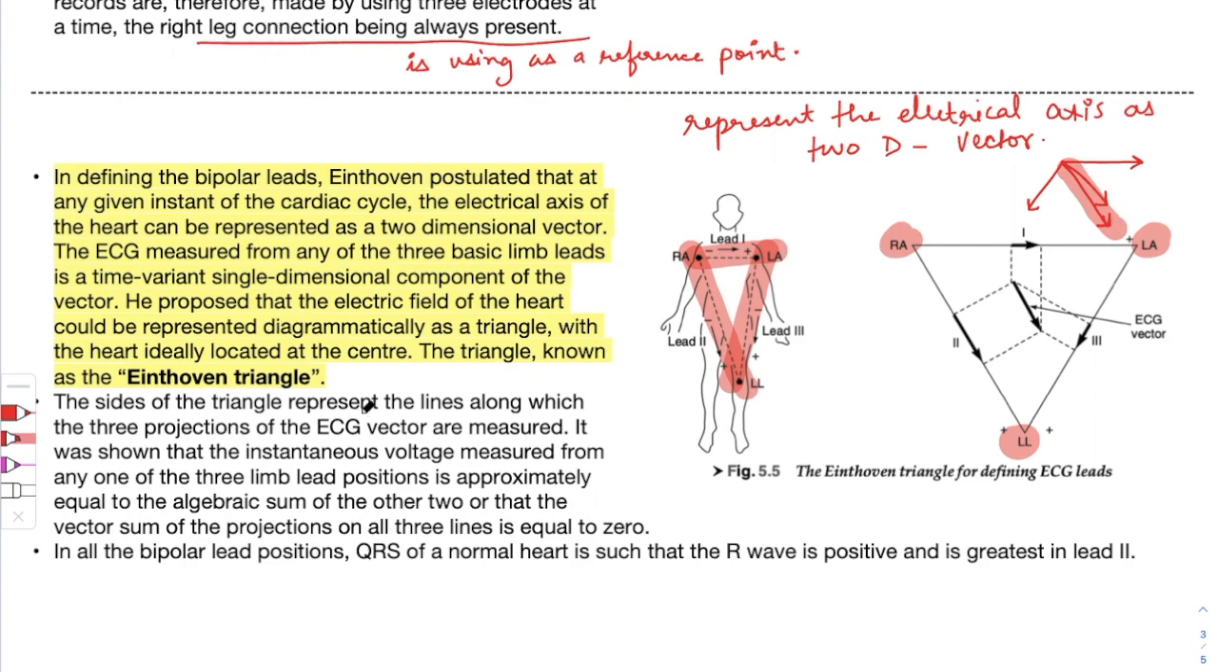The sides of the triangle represent the lines along which the three projections of the ECG vector are measured. It was shown that the instantaneous voltage measured from any of the three limb lead positions is approximately equal to the algebraic sum of the other two, and the vector sum of all projections along the three lines is equal to 0.